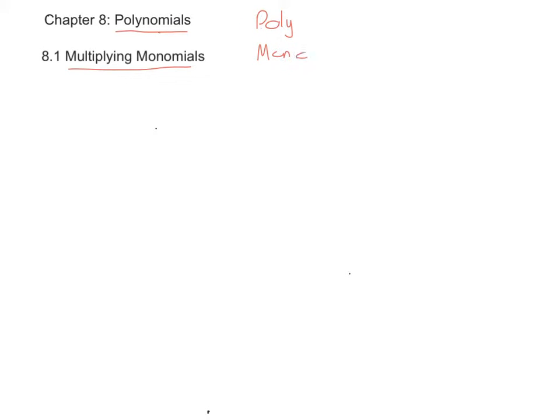Chapter 8 is called Polynomials, and 8.1 is called Multiplying Monomials. Those words, poly and mono: in math, poly means many, and mono means one. So we're going to start out with a definition of what a monomial is.